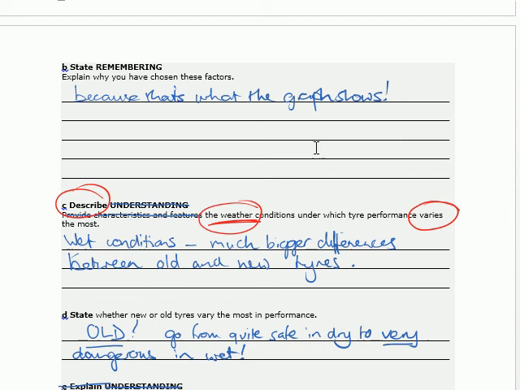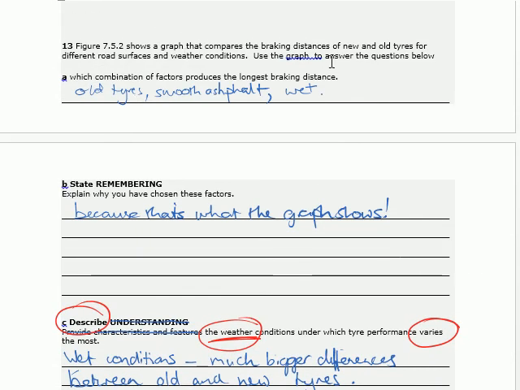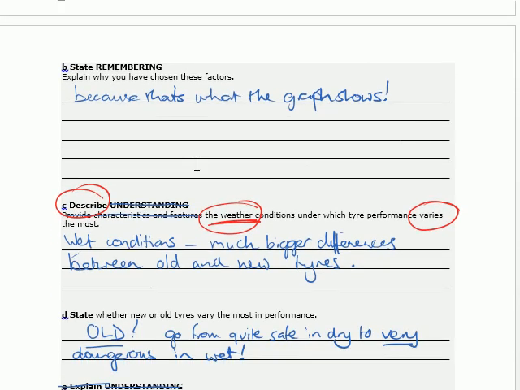And part A says, which combination of factors produce the longest braking distance? As we just said, old tyres, smooth asphalt and wet. Now you need to put in all three to get full marks for that question. The next is explain why you've chosen these factors. And that's because of what the graph shows. It would have been better if the graph was there and you could just point those things out. That's not the kind of question you'll see on a test.